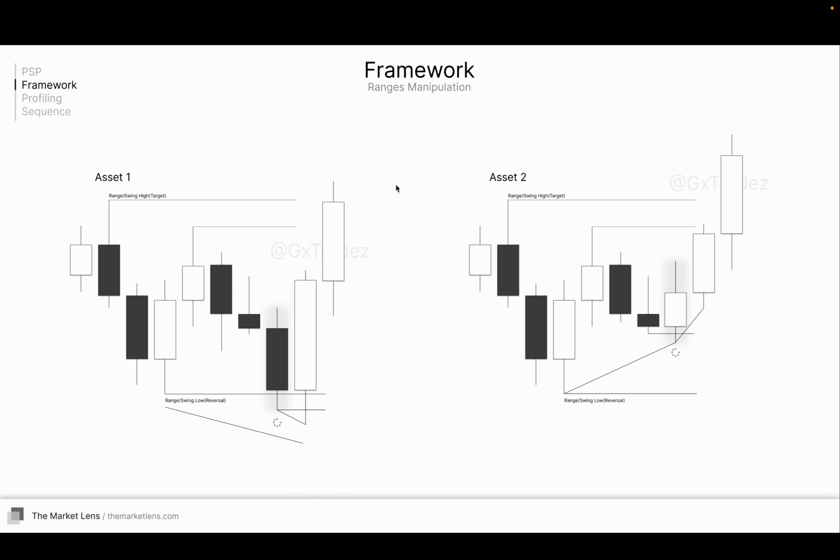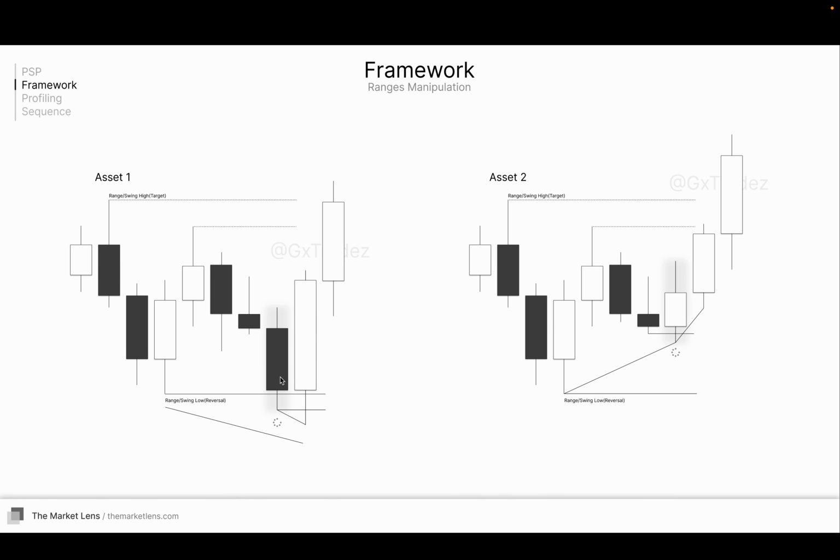Now let's get into order pairing ranges, right? This is, again, when a PSP is created when we engage with something relevant. We can't just trade any PSP everywhere. It's not that good. You know what I'm saying? No concept is that good. You got to have context, right?